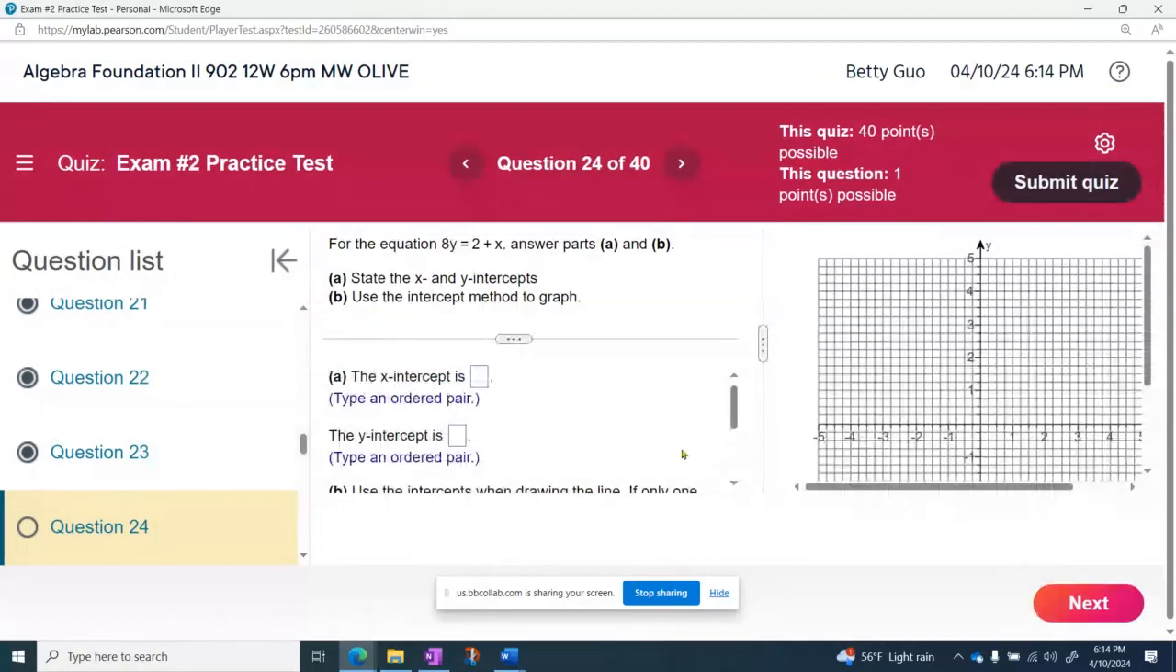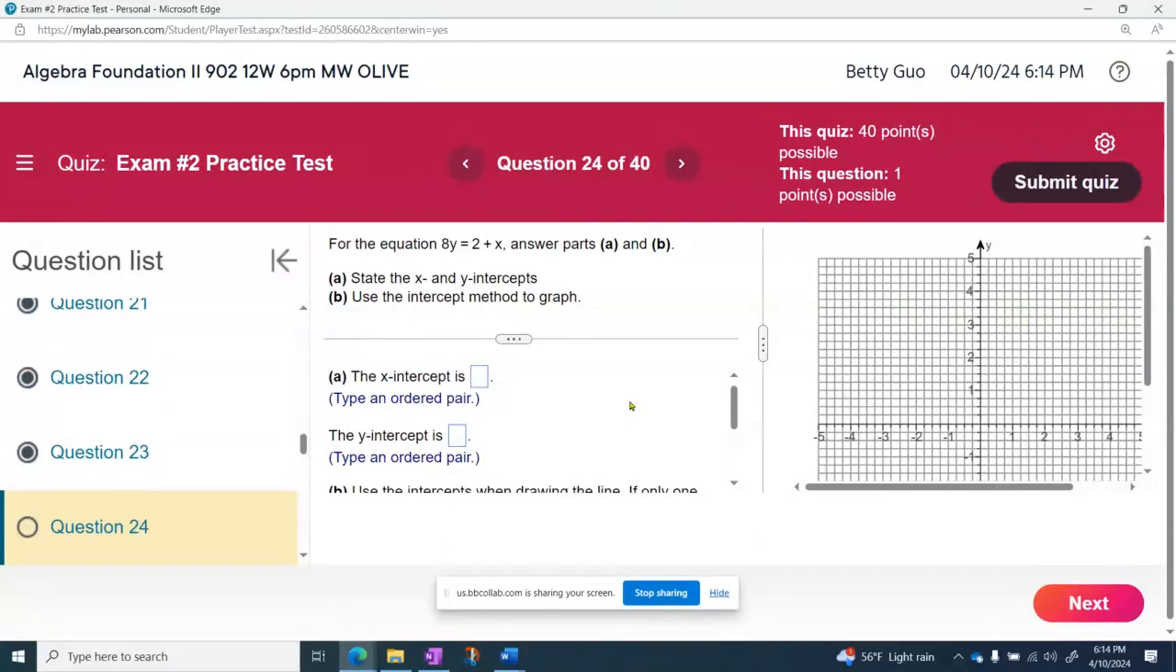This is about chapter 3. For the equation 8y equals 2 plus x, answer part A through part B, only two parts. Part A, state the x and y intercepts. Part B, use the intercept method to graph. Okay.